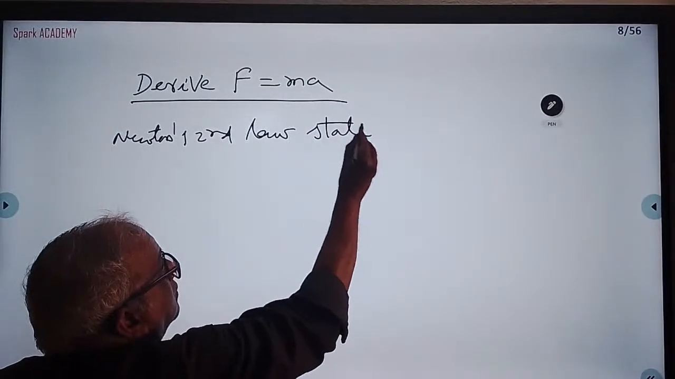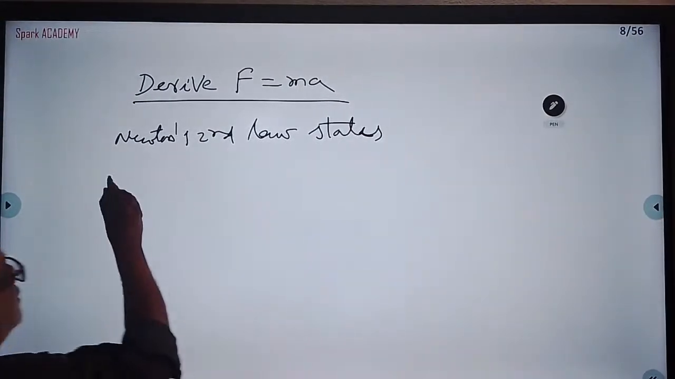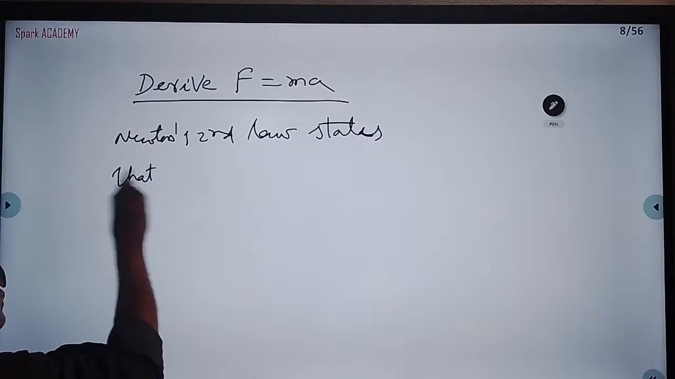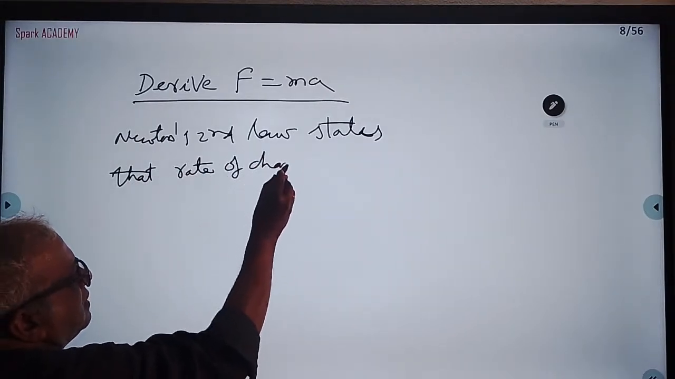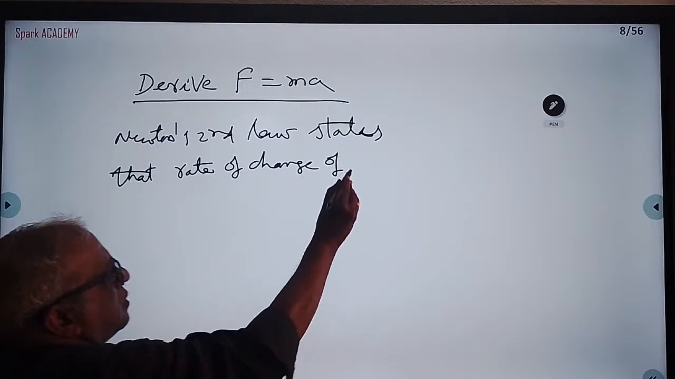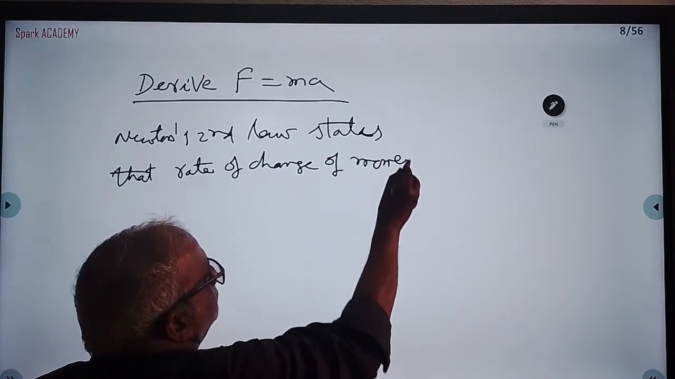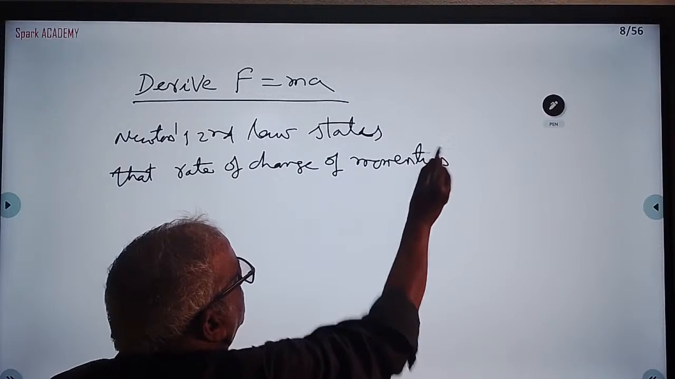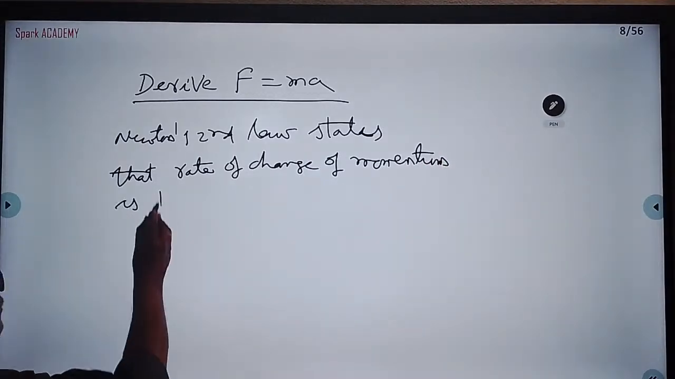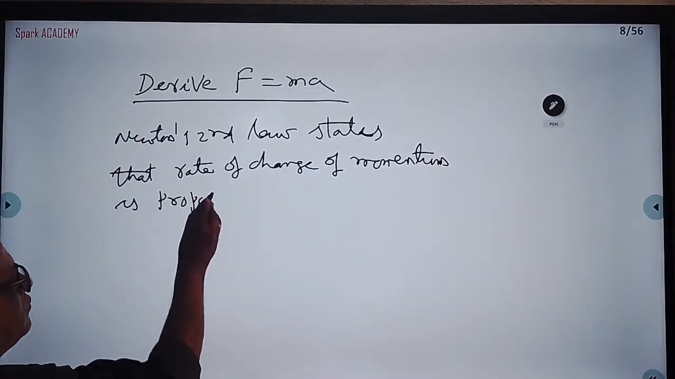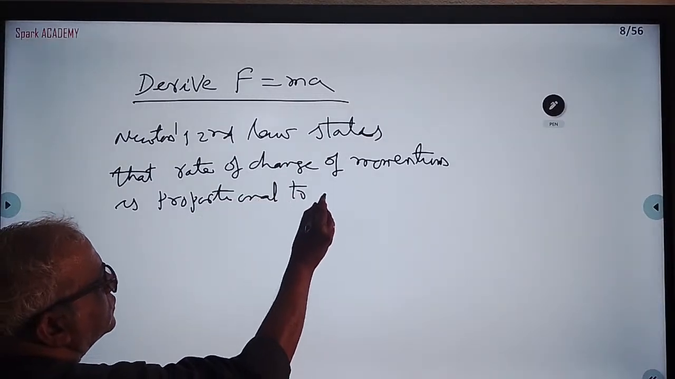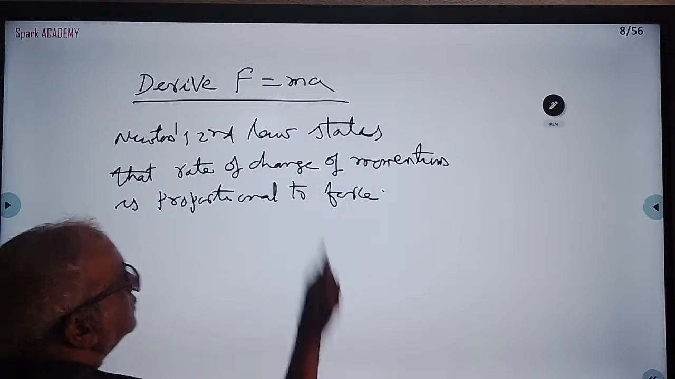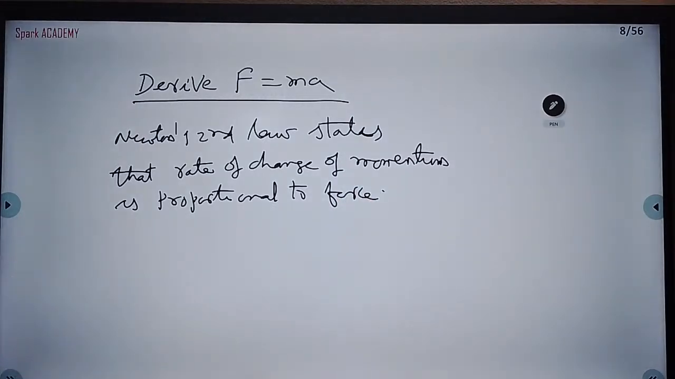Newton's second law states that the rate of change of momentum is proportional to the applied force. Rate of change of momentum is proportional to force. That is the statement.